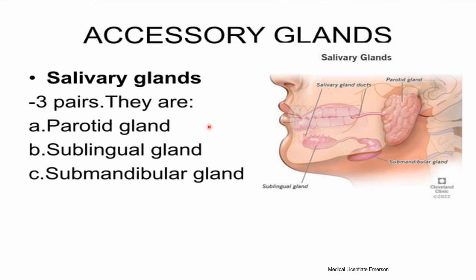The accessory organs of the digestive tract, there are a lot. Number one, we are going to start with the salivary glands. The salivary glands are of three pairs, and these are the parotid gland, the sublingual gland, and the submandibular gland. Specifically in the anatomy, we're talking about this. The parotid gland is this part where the pointer is, and you have the submandibular gland, and you have the sublingual gland. So these three are the salivary glands.